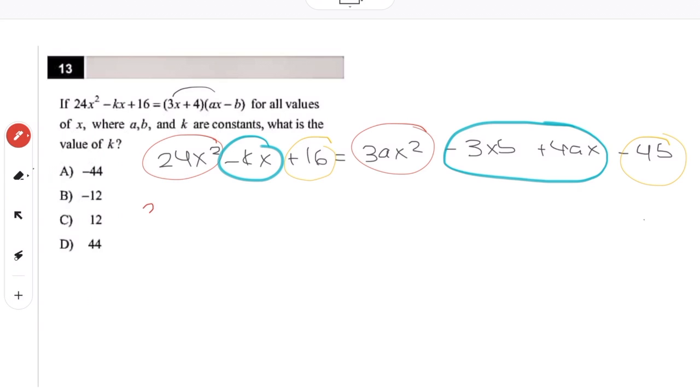So we can take that a step further. 24x squared is equal to 3ax squared. We can cancel out the x squared, so 24 is equal to 3a. So a is equal to 8.